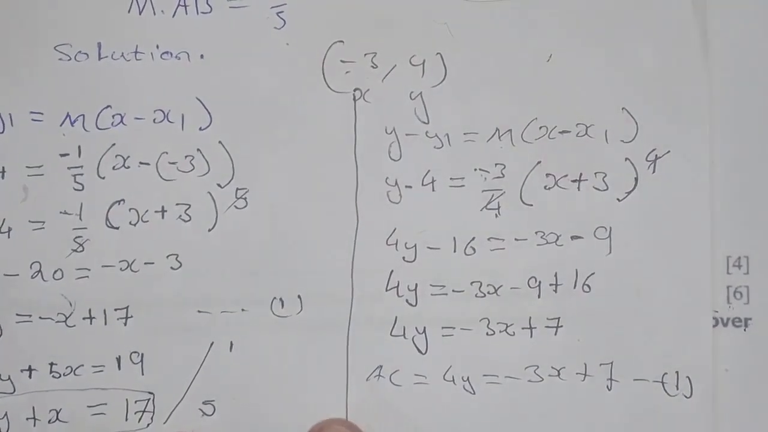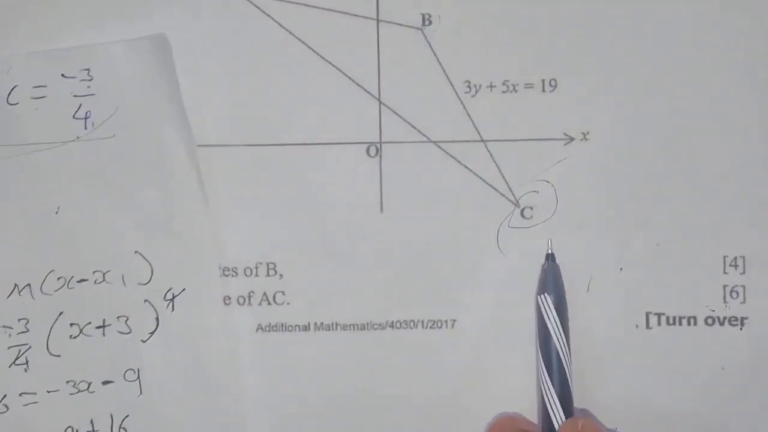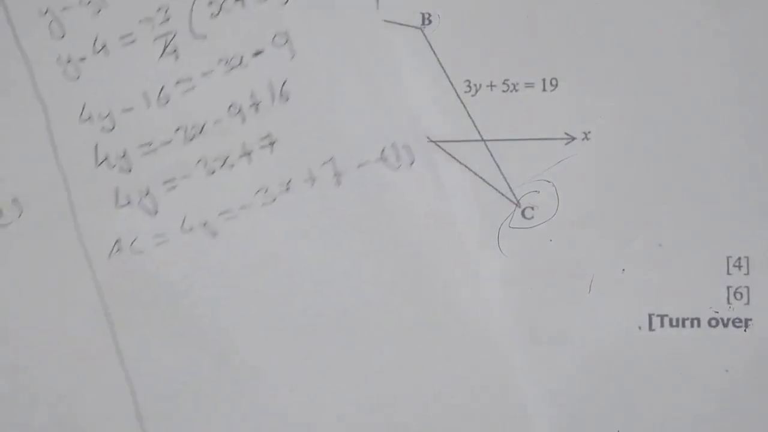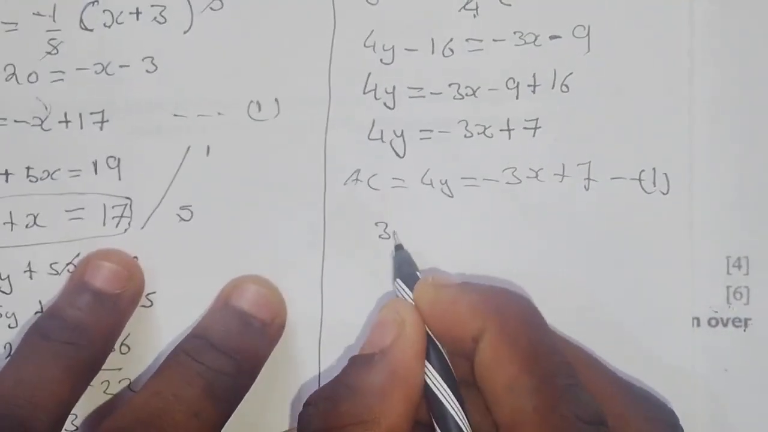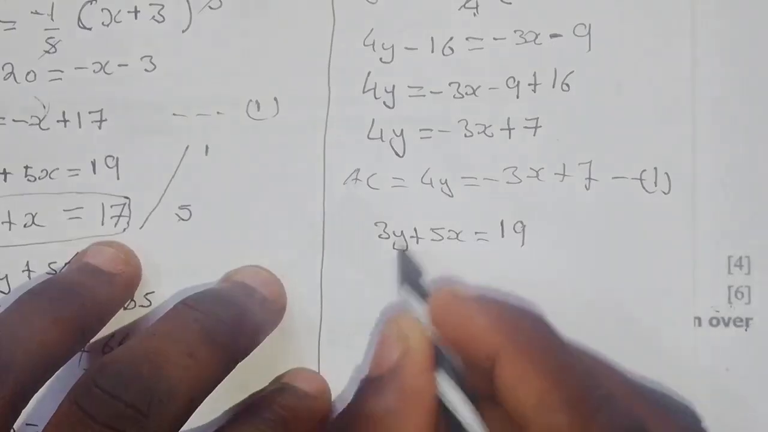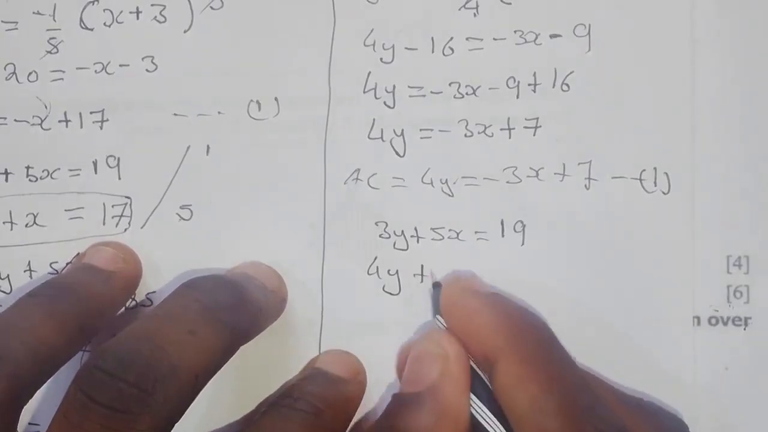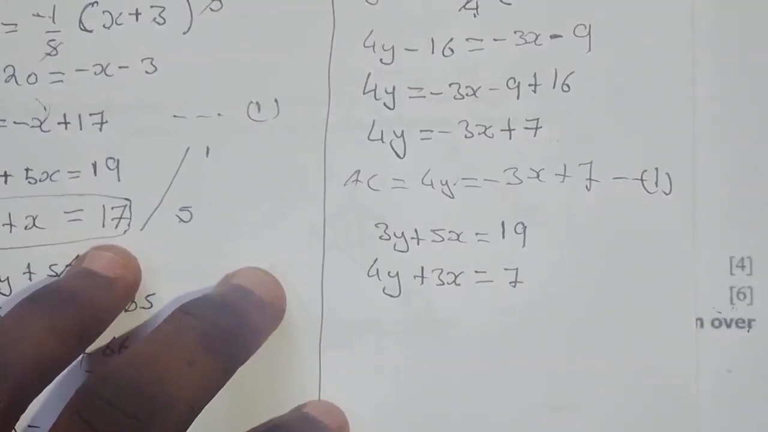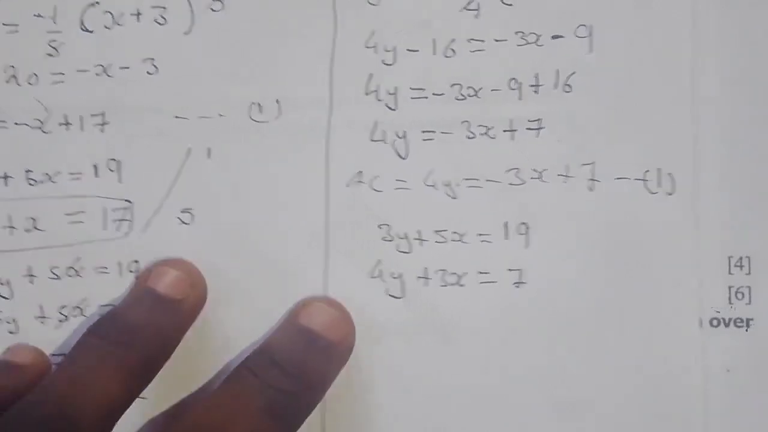Okay, so let's now solve them simultaneously with the equation BC, because they are meeting at C, as I said here. So we have BC, which is 3y plus 5x is equals to 19. We also have this 4y, we just take this to this side to become plus 3x is equals to 7. Then here you can use the elimination method. If you want, you can go with the substitution method. Okay, so let's go with elimination.